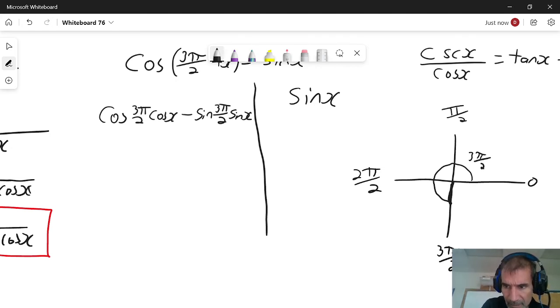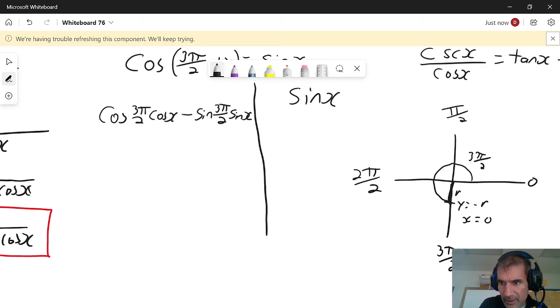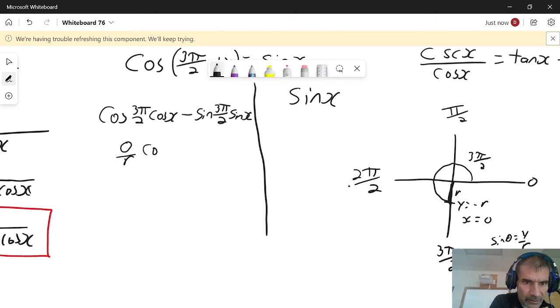Now here, we have an r value, and our y value is the negative of our r value, and our x value is 0. Remember, the sine of our angle is y over r, and the cosine of our angle is x over r, where x is 0 and y is negative r. The cosine, which is x over r, is 0. So the cosine of 3 pi over 2 is 0 over r, and whatever r is, that's going to be 0.